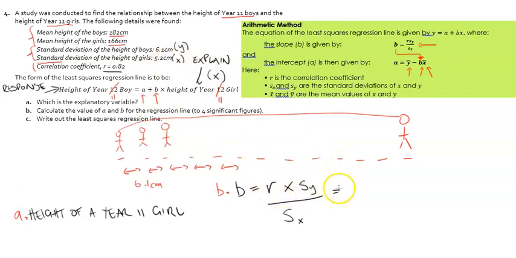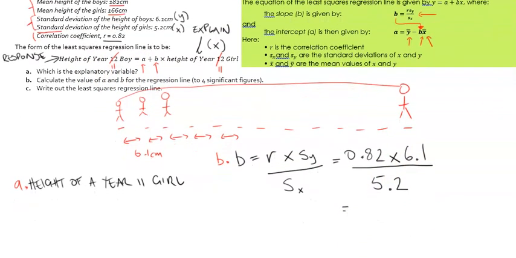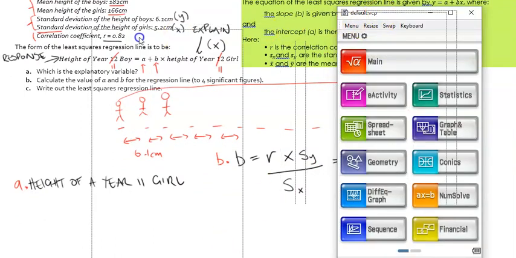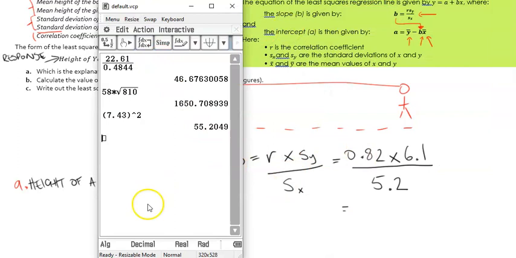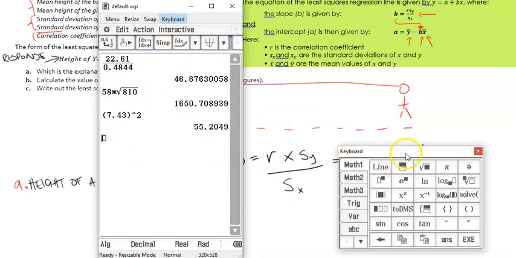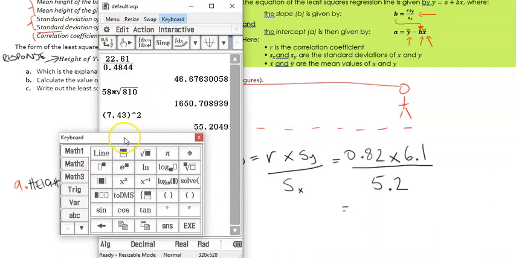So our b is equal to 0.82 multiplied by s of y, 6.1, all over 5.2. Once you know what these values are by finding your explanatory variable, it's just a simple case of substitution. It's knowing what you need to substitute and knowing that you have to use these formulas. That's the tricky part. So let's get our keyboard out, put it into the fraction form right here.